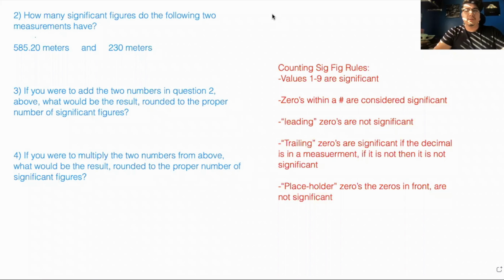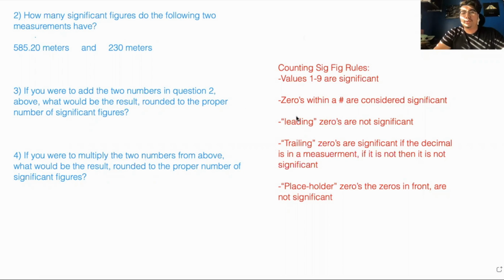I'm going to be doing questions number 2, 3, and 4. And I'm going to show you how to round significant figures and how to count significant figures first, and then what rules you have to follow in order to round them to the proper number of significant figures. So to start off, we need to know the rules of counting significant figures, and that's the values 1 through 9 are significant.